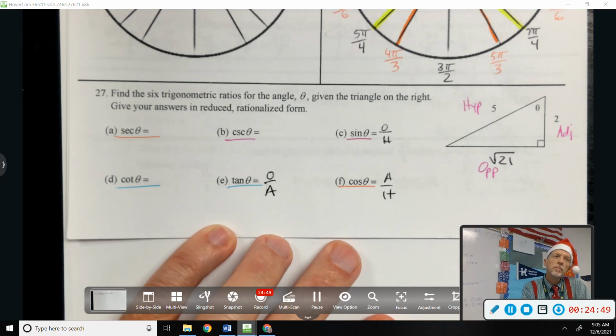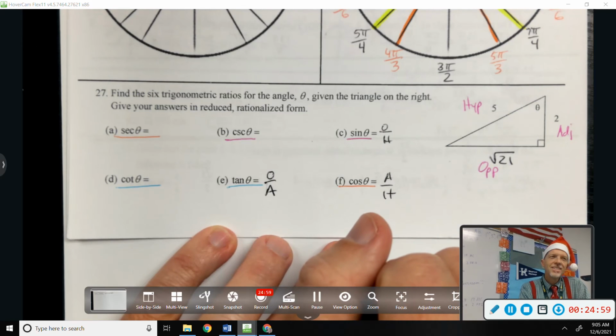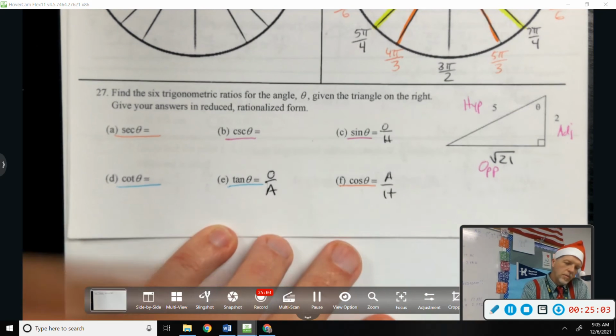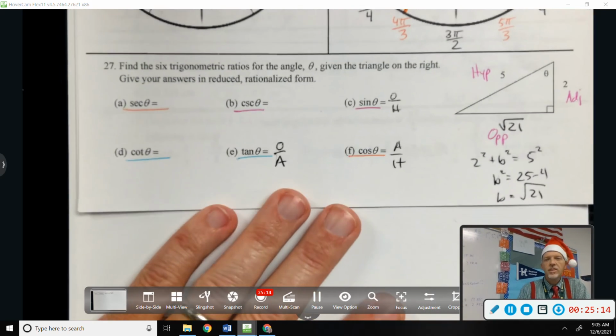Can you use what? Put a 3. So square root of 21. Well, it's not a 2, 3, 5 triangle. 2 squared plus b squared equals 5 squared. B squared equals 25 minus 4, square root of 21, which doesn't have a nice square root. So we just leave it as square root of 21.